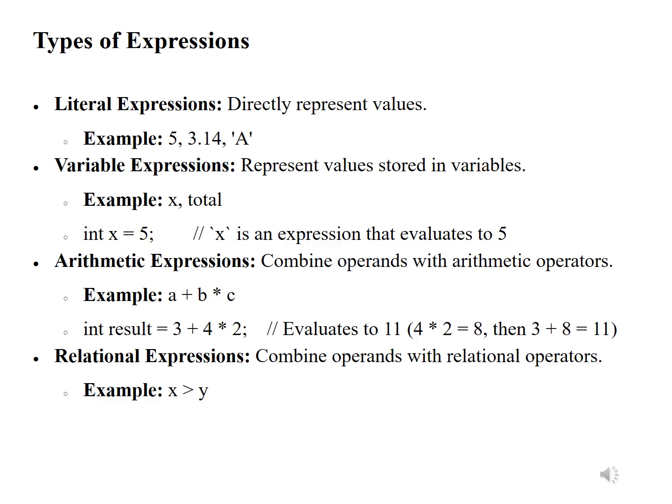Types of expressions. Basically, there are literal expressions, which directly represent values. For example, 5, 3.14, 'a' are literals. The second is variable expressions. A variable expression represents the value stored in a variable, for example x, total. We can define int x = 5, so x is an expression that evaluates to 5.